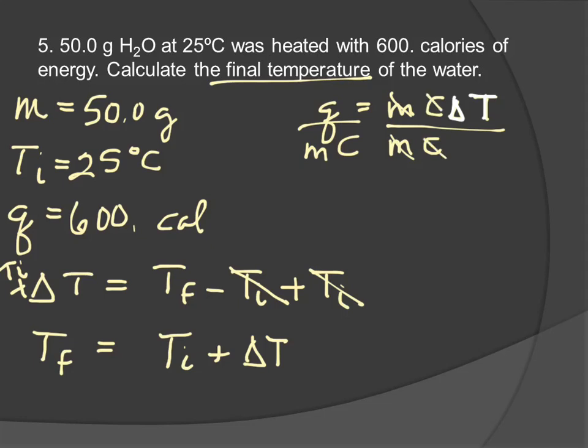The M's cancel out. We got delta T equals Q over MC. Now, some of you can look at that equation and rearrange it in your head. That's great. But you should still write this down.